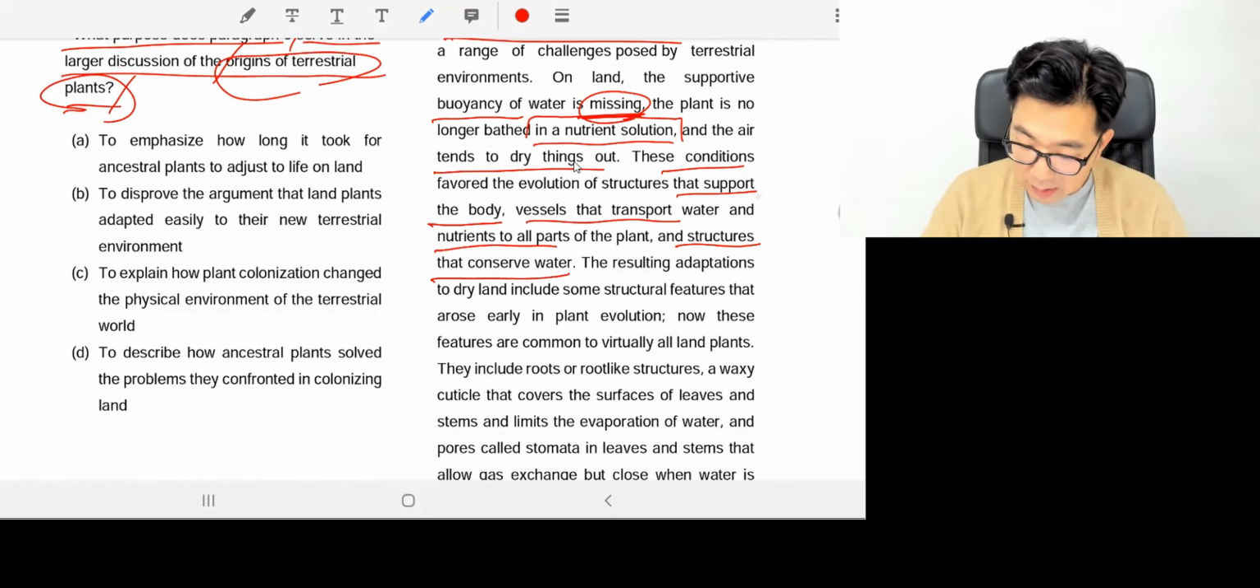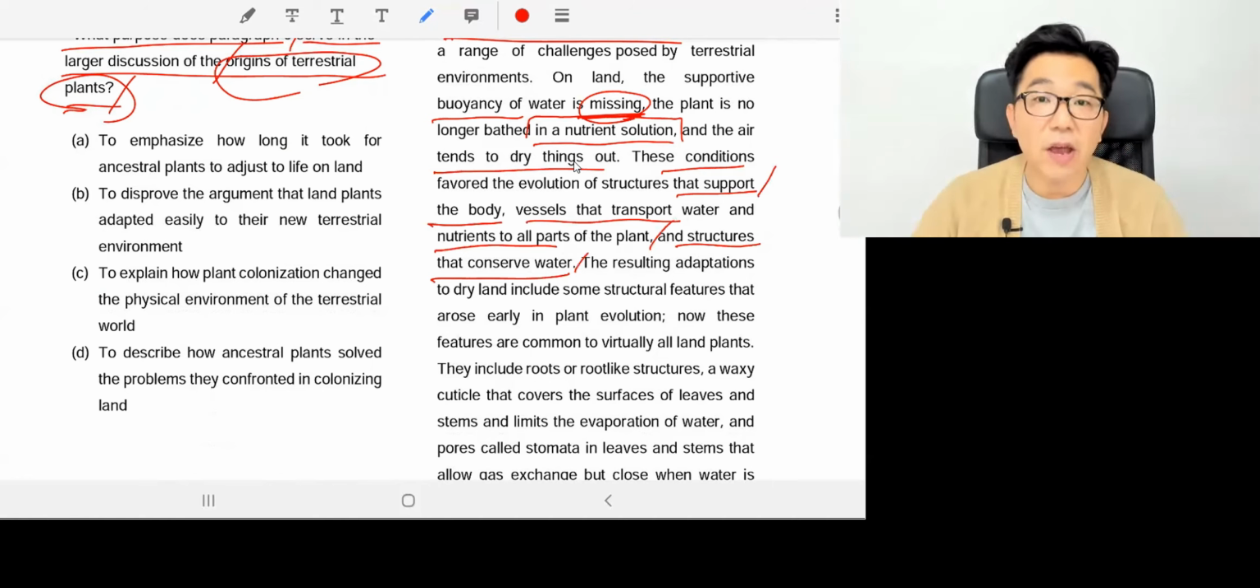So they needed these three adaptations, evolution, I guess. If you had these three things, it would be favorable in order to overcome these challenging conditions. So probably they did adapt this way.